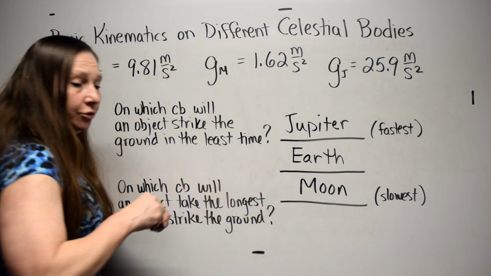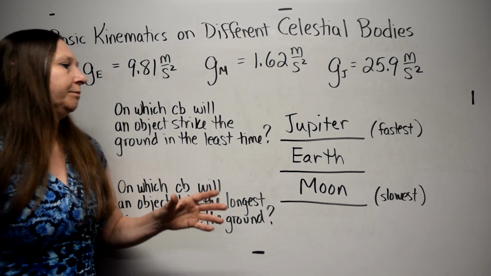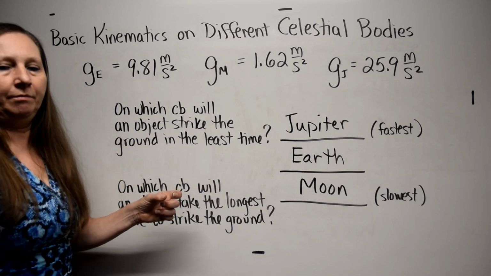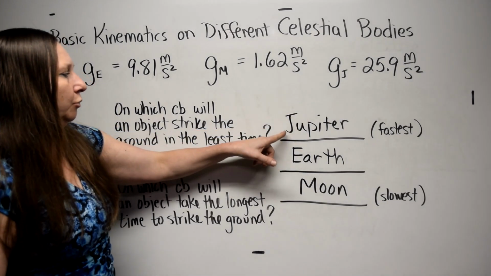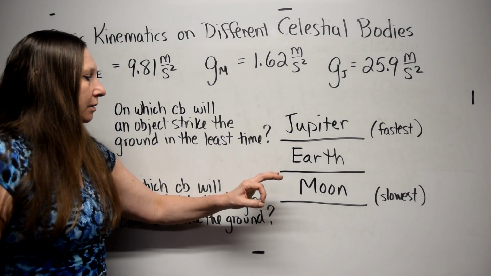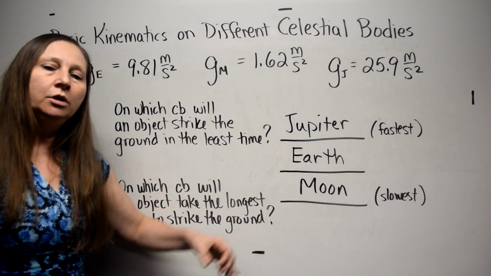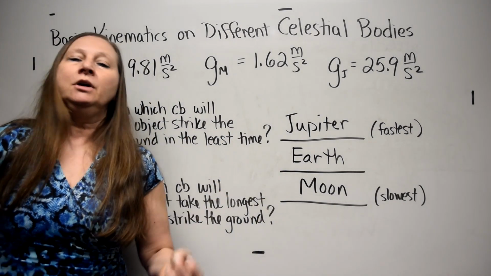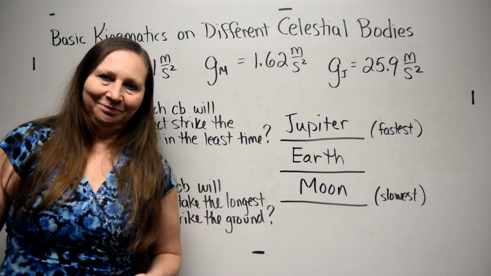All right, so we're going to do the calculation now in just a minute, but we're predicting that the time for Jupiter will be the smallest, the time for Earth will be in the middle, and the time for the Moon will be the longest time to fall the same 6 meters.